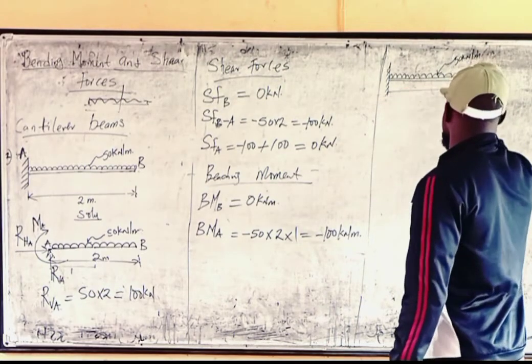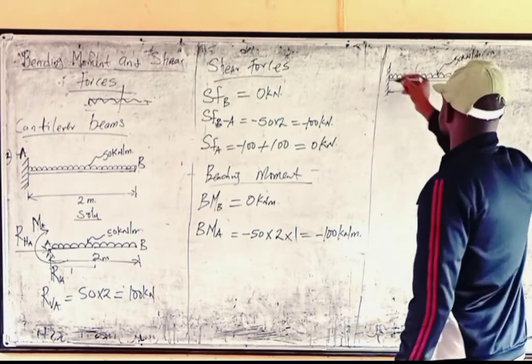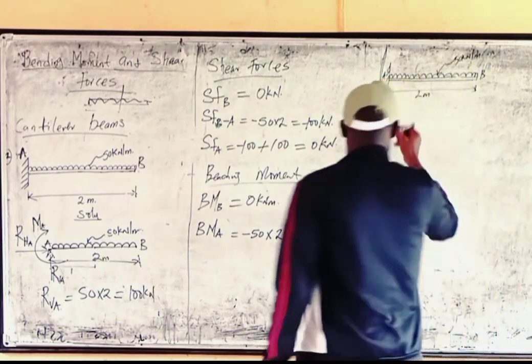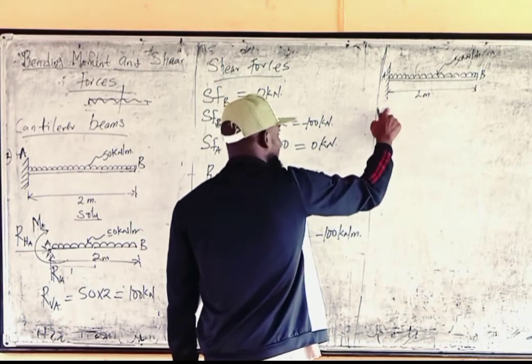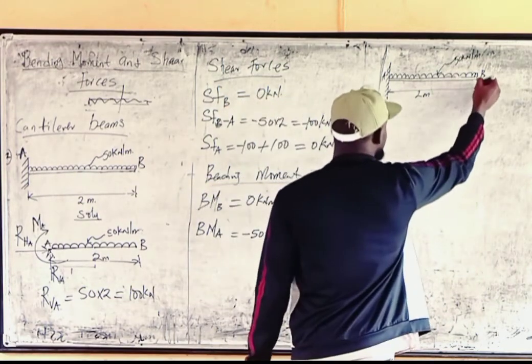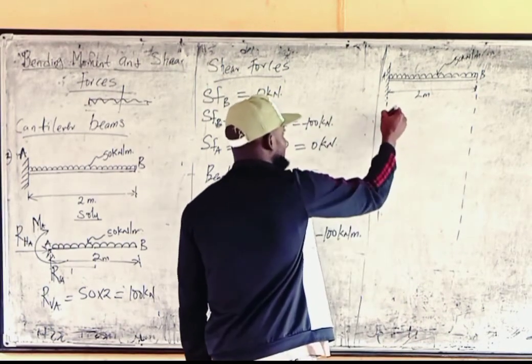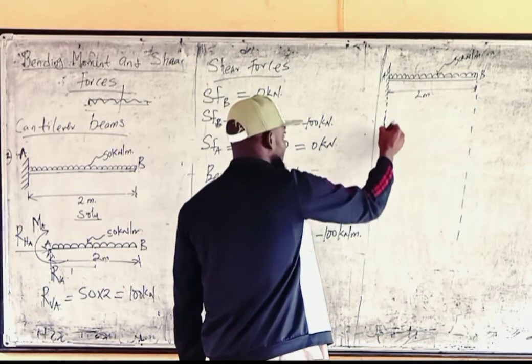And the distance is 2 meters. This is point B, and this place is point A. So you can just draw. If you want to do this, you use a graph. It's very important. It's a nice thing if you use a graph to do it. So we'll do it like this. Then for the shear force, you draw the vertical axis.